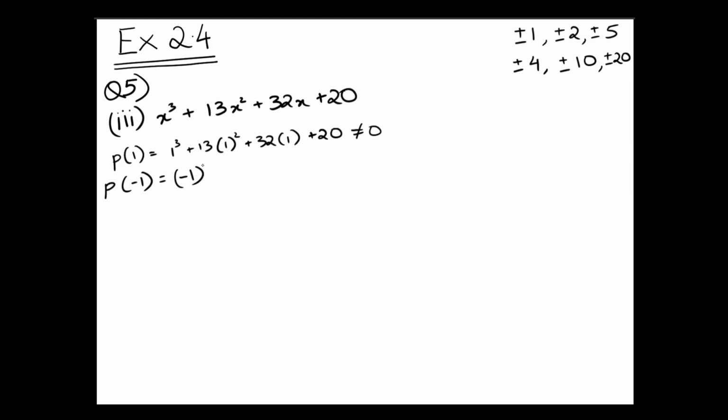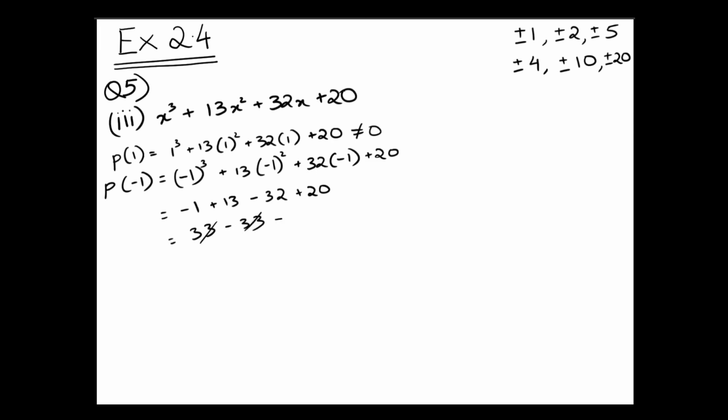Taking p of minus 1 on the other hand, we get minus 1 cube plus 13 into minus 1 square plus 32 into minus 1 plus 20. This is minus 1 plus 13 minus 32 plus 20. This gives me plus 33 minus 33. They cancel each other out, giving me 0. And since p of minus 1 is equal to 0, we can say that x plus 1 is a factor of this polynomial.